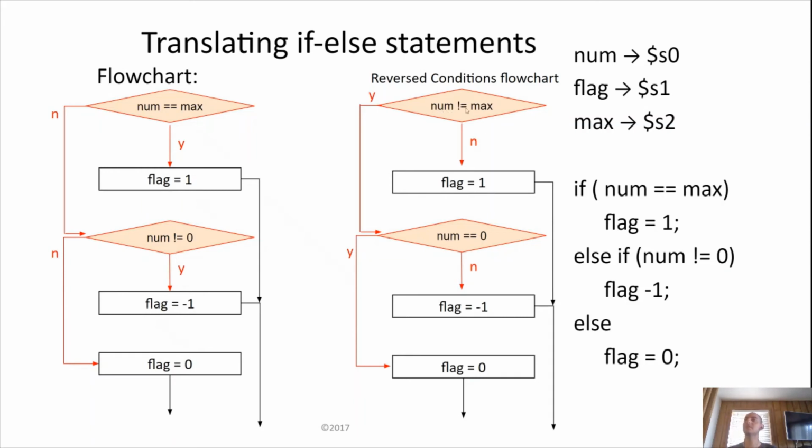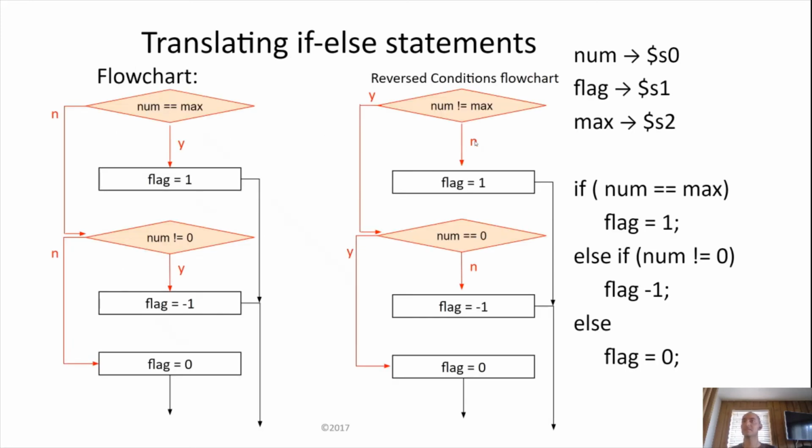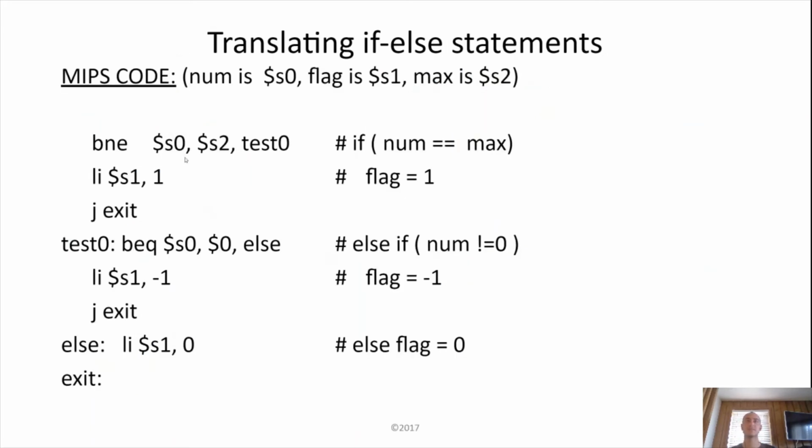We have num is not equal to max, and if it's not equal, we're going to have flag equal to 1. So we have BNE, branch not equal. These two are num and max. And then we have test 0, which is the next if statement. But if it's false, this one, as we had here, is a no. We are doing our flag, and then we have a jump. So this is the same thing. If it's false, we are basically doing our flag, and then we have a jump. We are just having an unconditional jump to go to the end of the if statements.